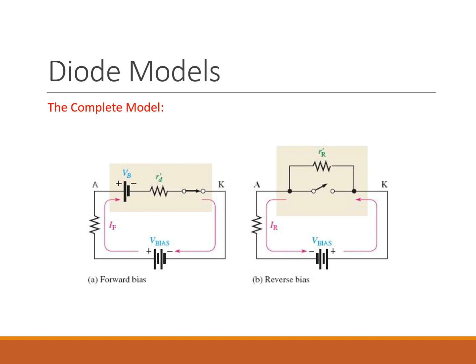Okay, so in the last slide, we introduced the complete diode model, the most accurate way to simulate real diode behavior. Now let's walk through what that model looks like in action. So let's read the diagram together. In the forward bias condition, which is diagram A, the complete diode model shows the following: a voltage source V sub B, which is the barrier potential, about 0.7 volts for silicon.